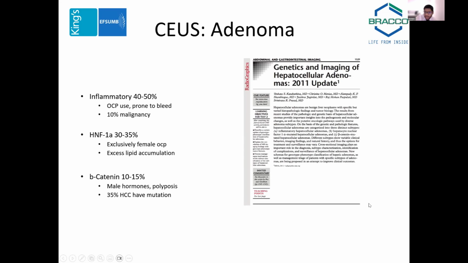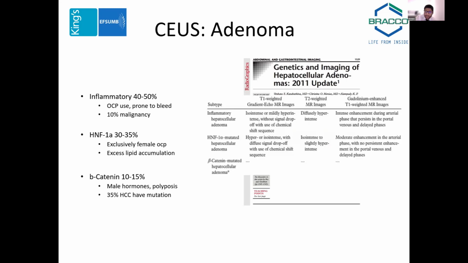The 4 main subtypes are inflammatory, HNF1 alpha, and beta-catenin, as well as a mixed type. Now, the inflammatory adenomas are the ones that are more prone to bleed. The HNF1 alphas are almost exclusively related to the oral contraceptive pill and have been shown to display the typical in and out phase loss on MRI with fat accumulation.